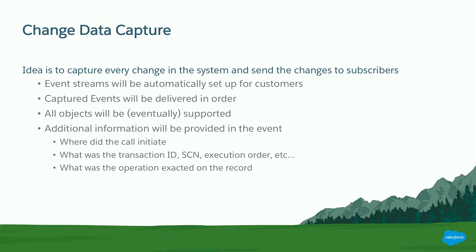We guarantee true ordering here, including transactional ordering. So this way you can begin to determine what was the sequence of events that happened on Salesforce so you can replay those down into your tables, which can be very valuable. Like I said, all objects will eventually be supported. And we also provide a lot of information that you couldn't get before. This is information that is inherent to our underlying Oracle system that you just couldn't pull, such as the transaction ID, the SCN ordering number, the execution order, things like that.